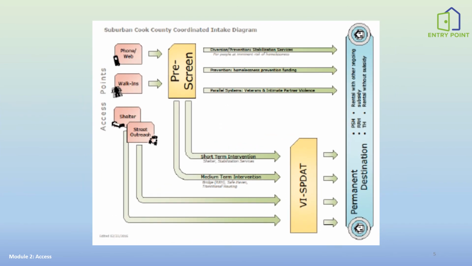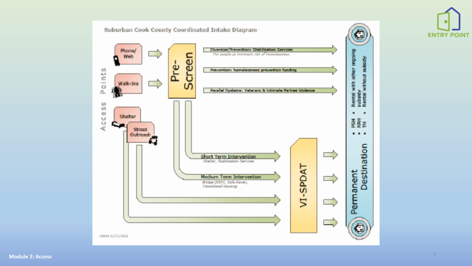In 2016, after months of visioning, Suburban Cook County COC published its proposed flow diagram of how households experiencing housing crisis would access services through its coordinated entry system. In Suburban Cook County, households can access services through 4 main access locations: the Suburban Cook Call Center, 4 walk-in centers, multiple shelters and shelter day centers, and through interactions with street outreach workers.